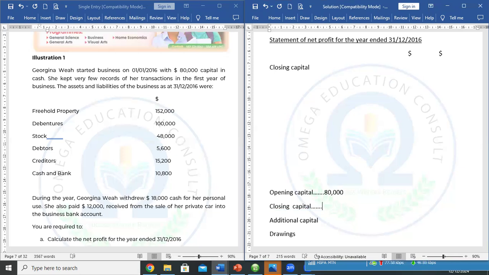Please, I heard Georgina started a business on 1st January 2016 with 80,000 capital. Okay. So the date attached there, 1st January, is an opening date. So if there's a capital on that date, then that's the opening capital. Thank you. Yes, so that is for the opening capital. I think I should go to Ifya first.